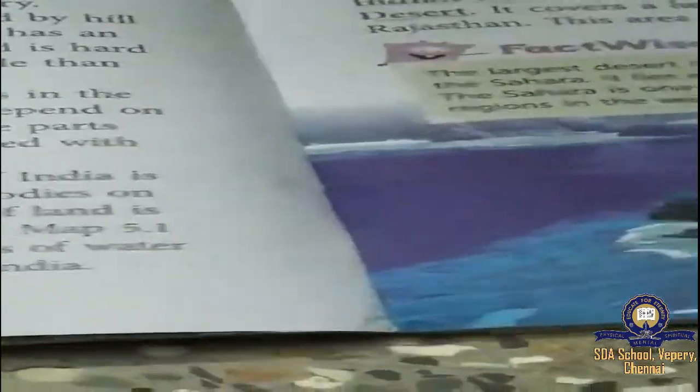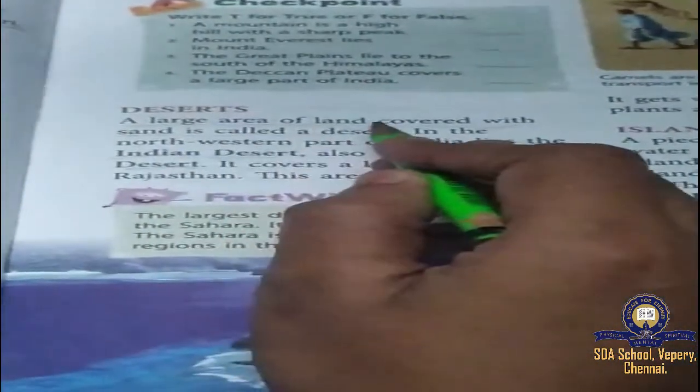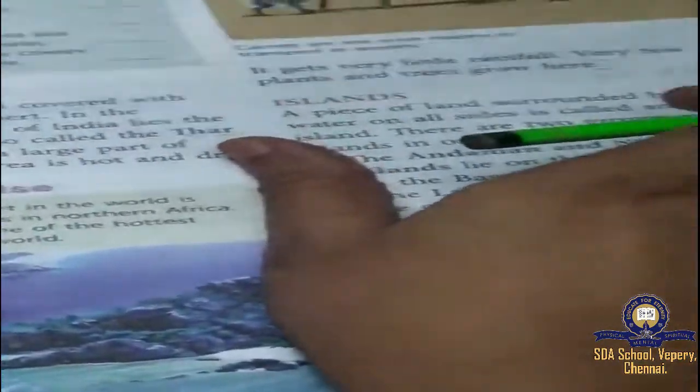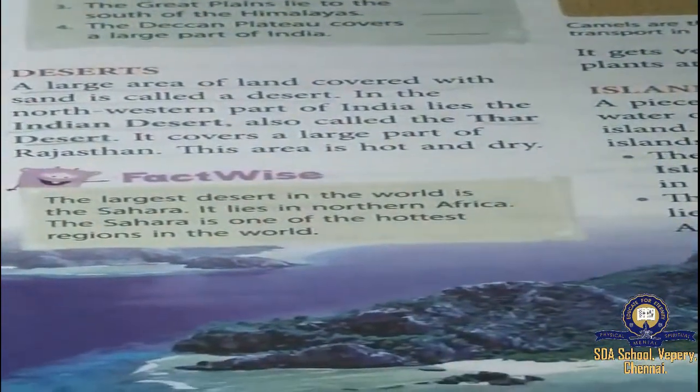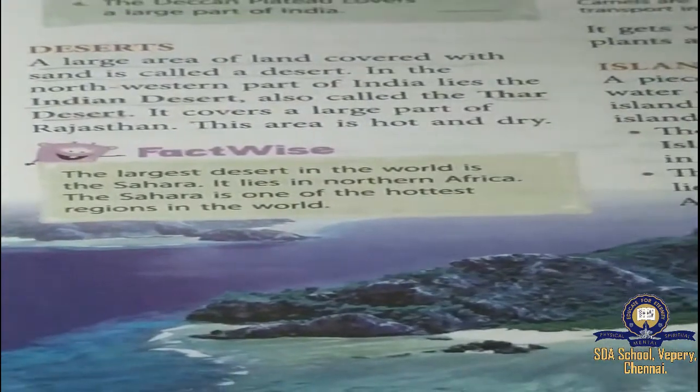Moving on to the deserts. What is a desert? The next subtopic is desert. A large area of land covered with sand is called a desert.